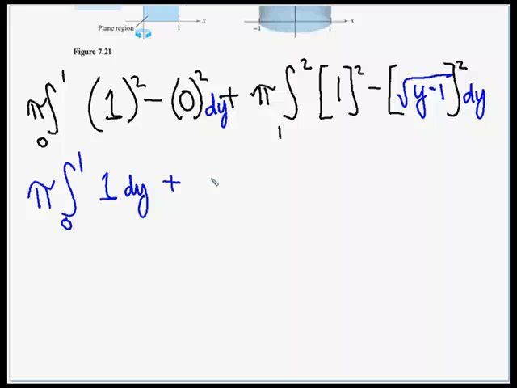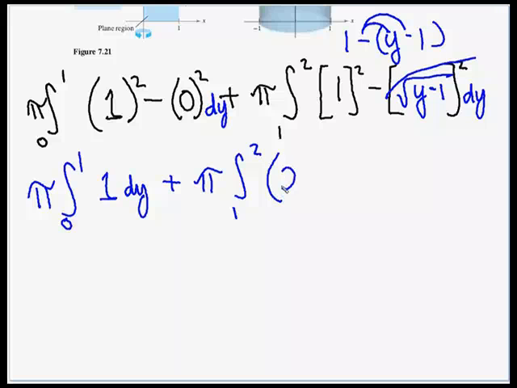Plus, we have our next integral, pi, times the integral from 1 to 2. And here we're going to have 1 squared is 1, minus, and the square and the square root will cancel. So in the parentheses we'll have y minus 1. And then if we distribute this negative, it'll be a negative y and a plus 1. So 1 plus 1 is 2, 2 minus y, dy.